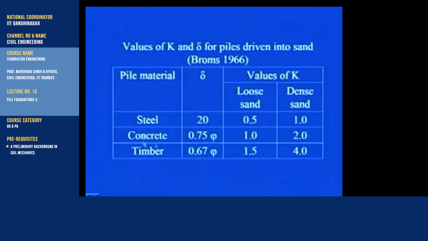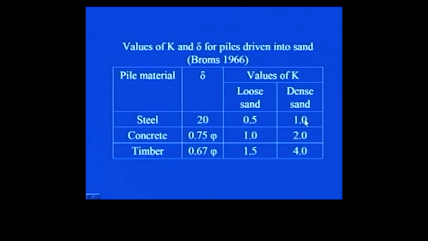However, the values of K and delta for piles driven into sand given by Broms 1966 are as follows. For pile material steel, delta in degrees is 20 degrees. For loose sand, the value of K is 0.5, for dense sand it is 1. For concrete, delta is 3/4 of the angle of internal friction of soil. Then in case of loose sand, the value of K is 1, however, in case of dense sand, the value of K is equal to 2.